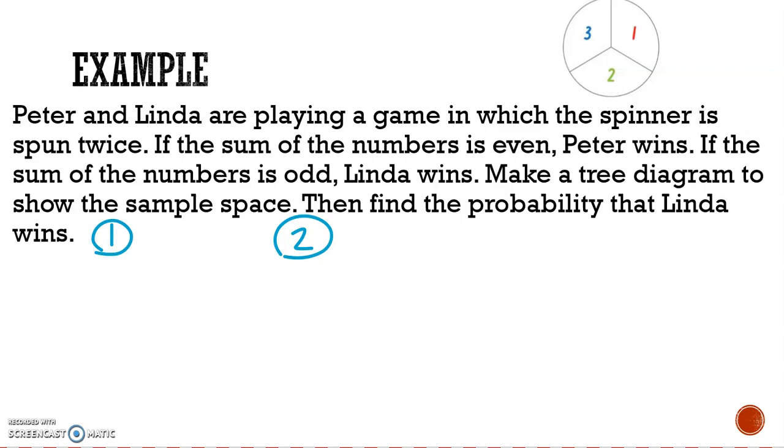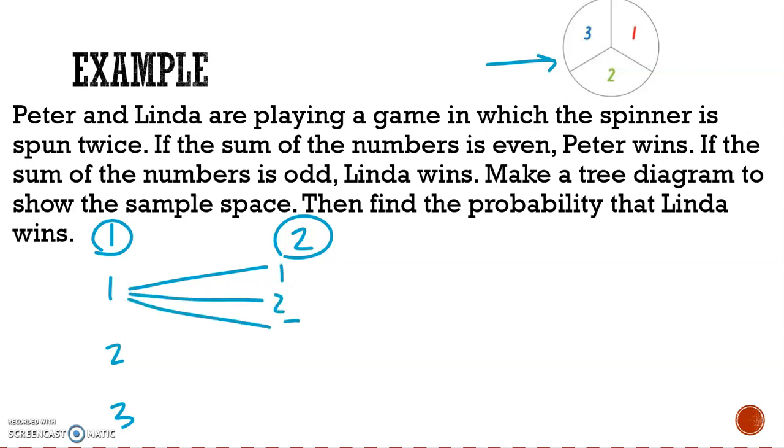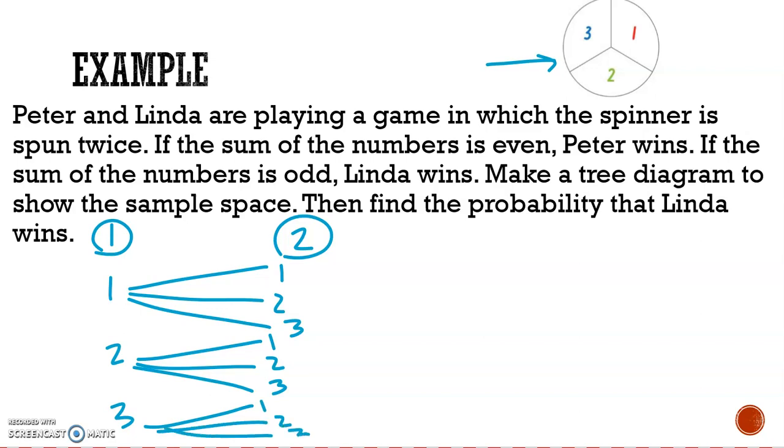So they spin it once, and here's our spinner up here. They can get a 1, 2, or 3 on the first spin. So let's say they spin a 1 on the first time. They're still allowed to get a 1, 2, or 3 on the second spin. If they spin a 2 on the first one, they can still get a 1, 2, or 3. And if they spin a 3 the first time, they can still get a 1, 2, or 3 on the second spin. You can see how crowded this gets on the second option very quickly.